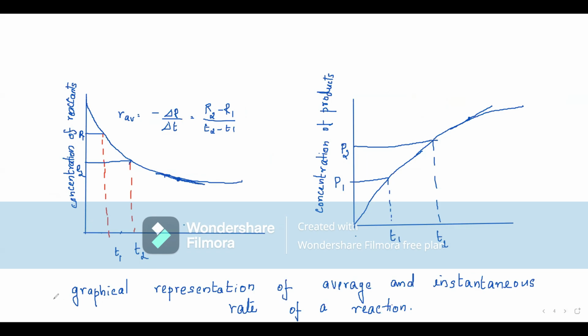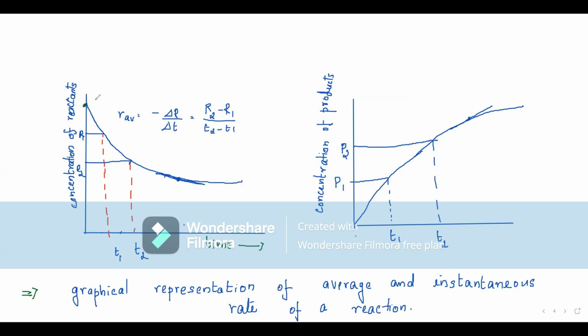Now, let's understand how we graphically represent the average and instantaneous rate of a reaction. Graphical representation. Both the average and instantaneous rate are shown in the same graph. So the first graph here is concentration of reactants plotted against time. The curve tells us that as time proceeds, concentration of reactant is decreasing.